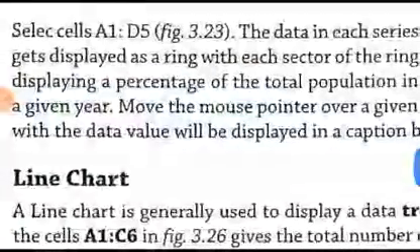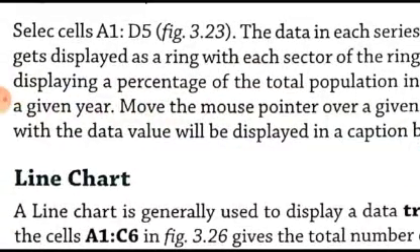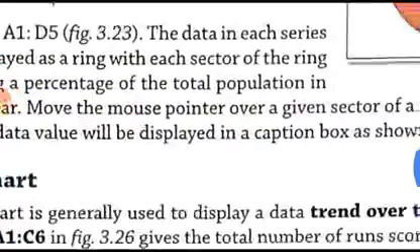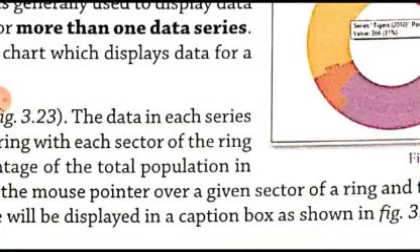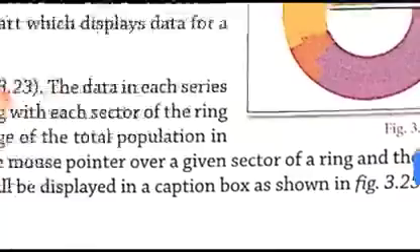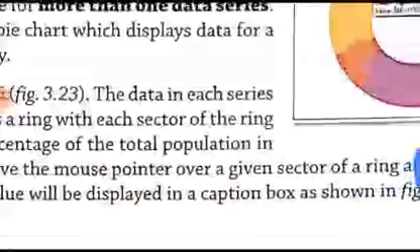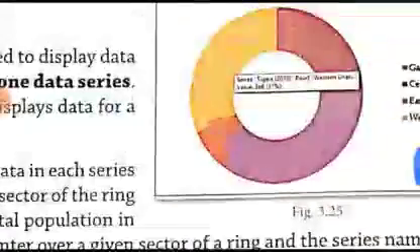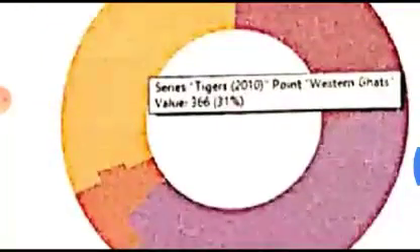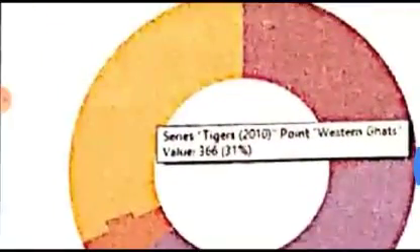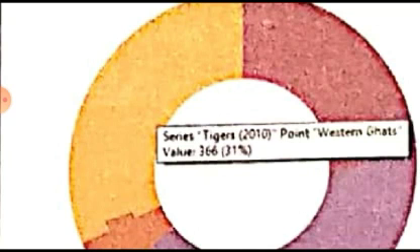Okay, you can also see what information is contained in a particular sector. How can you see that? Move the mouse pointer over a given sector of a ring. If you move the mouse pointer over a given sector of the ring, the series name along with the data value will be displayed in the caption box. If I zoom in, you can see the same thing when I move the mouse pointer over any sector.